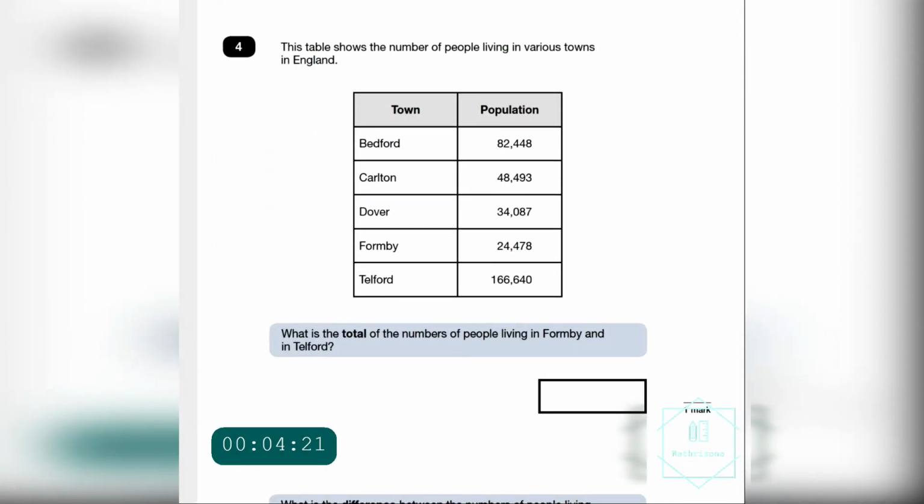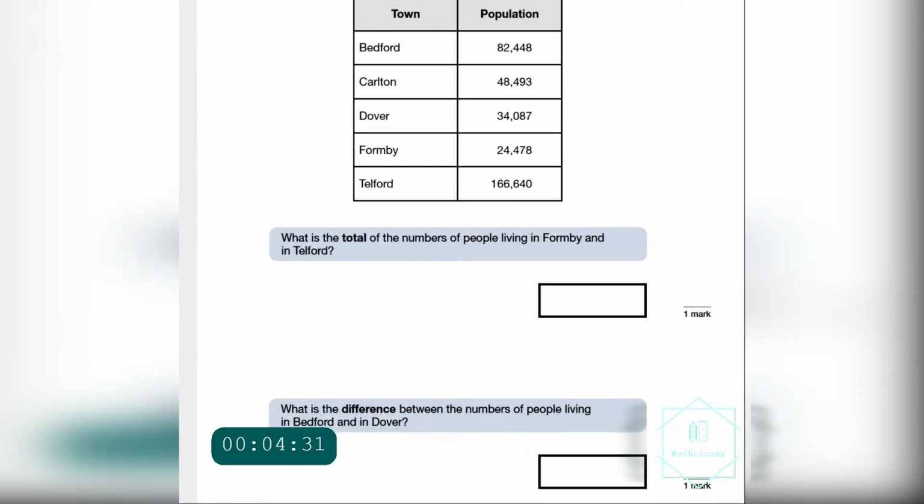This table shows the number of people living in various towns in England. The towns are Bedford, Carlton, Dover, Formbury, and Telford. Oh, I'm surprised they are not considering London. Anyway, these are the populations. What is the total number of people living in Formbury and Telford? Let's move to Formbury and Telford.